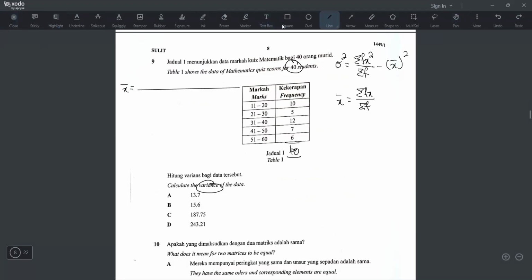So let me draw a line. First, we need to find out the midpoint, right? Because it's a group data. So I will write MP here, and I will find the midpoint for every class, right? Because the formula is like this. You take the frequency times with x. X will be the data, the marks lah. But since it's a group data, you need one value to represent the class, and the value we choose will be the midpoint. Okay, we will use the midpoint value to represent the group, the class.